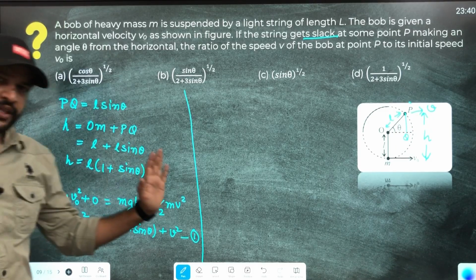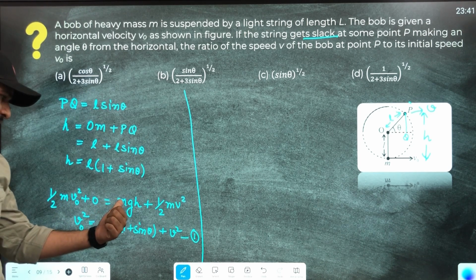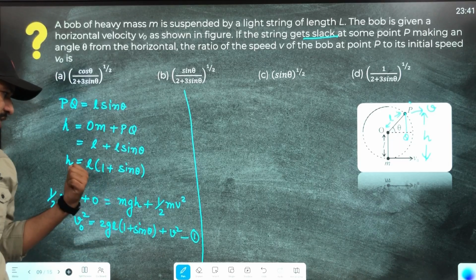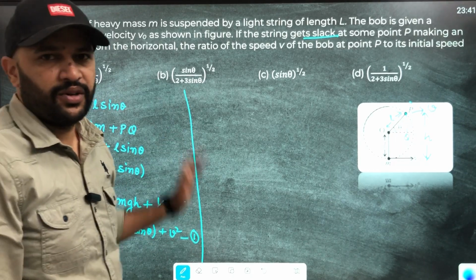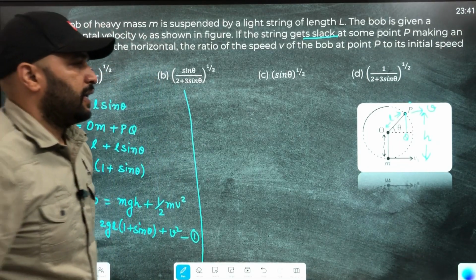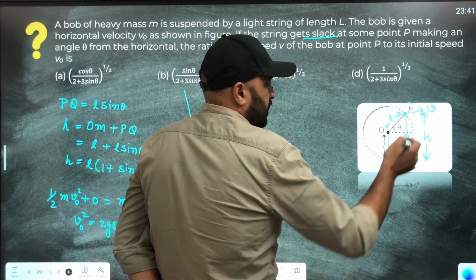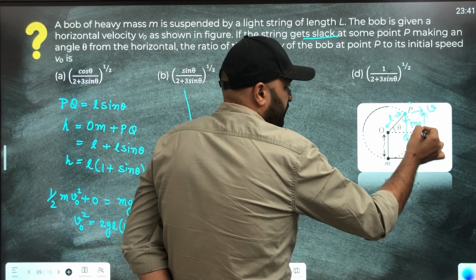Let me repeat it for you. Multiply by 2, cancel this 2, divide by m, remove this, and you are left with v naught square. Here, multiplying by 2 and dividing by m gives 2gh, and I substituted the value of H, and on the other side you got v square. This is our equation 1. Great. Let's now apply our forces. Here the bob will experience a force of mg in the downward direction.